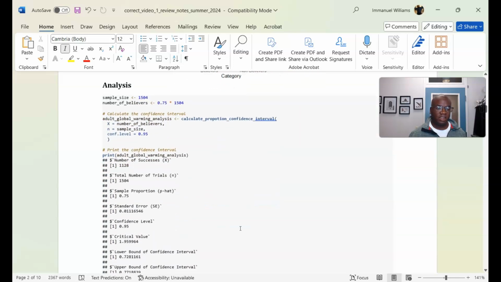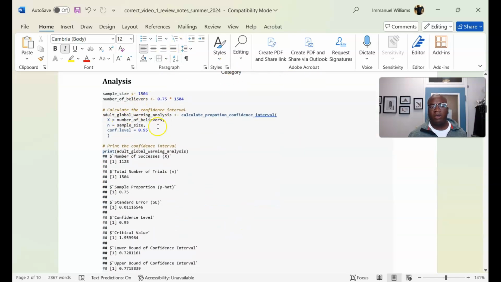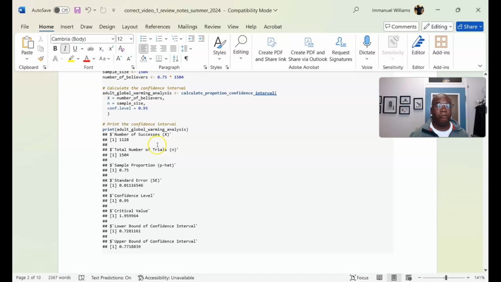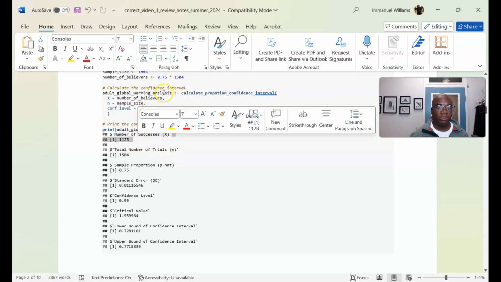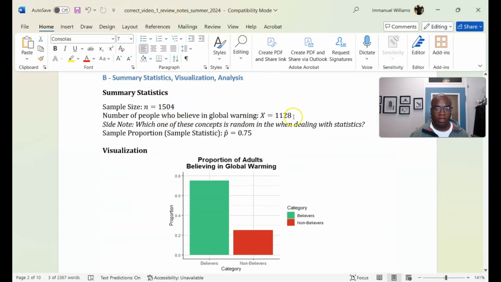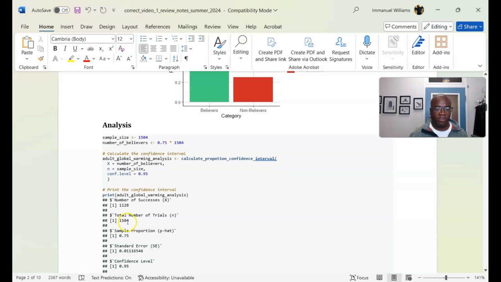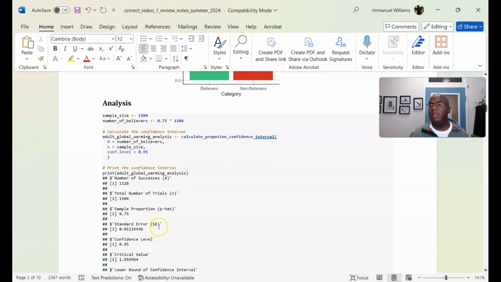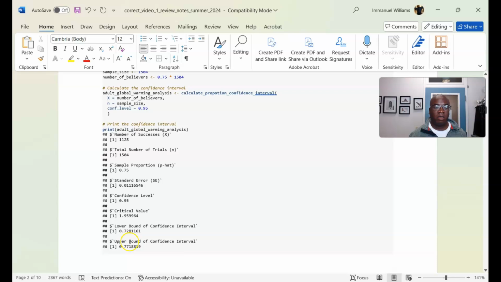And then here's our analysis. This is a lot of information that we already went over. This is our output. You won't be learning R in this class. We'll just be using R to do our analysis for us. This tells me the number of successes, 1,128, which is what we got earlier in our summary statistics. It tells me my sample size, 1,504, and my sample proportion. We'll talk about how the standard error is calculated in a little bit. It gives us a confidence interval, but that's not going to be highlighted in this class. It provides our critical value based on our confidence level, and then it gives us our lower bound and upper bound.